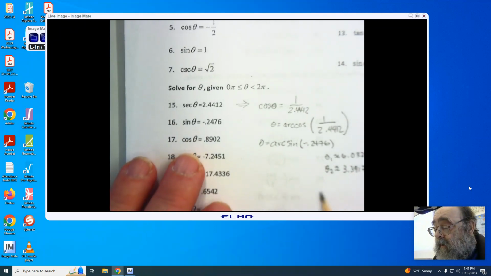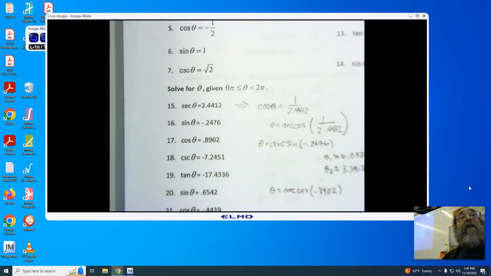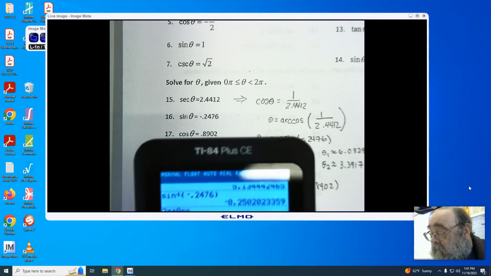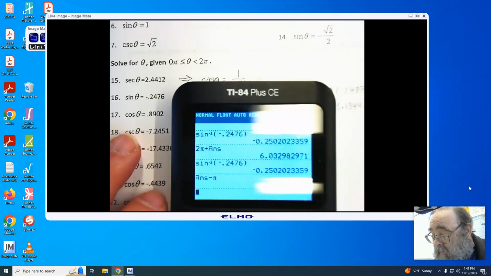Going to cosine, arc cosine, and I'm looking at 0.8902. Once again, it has to be in the first quadrant. I know that because it's a positive ratio. If it had been a negative ratio, it'd be in the second quadrant. So I'm going to get my reference angle when I put this in.